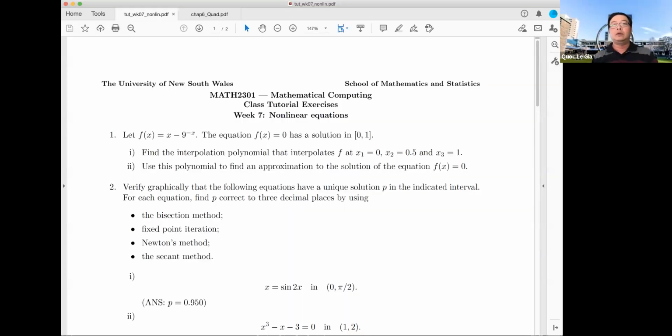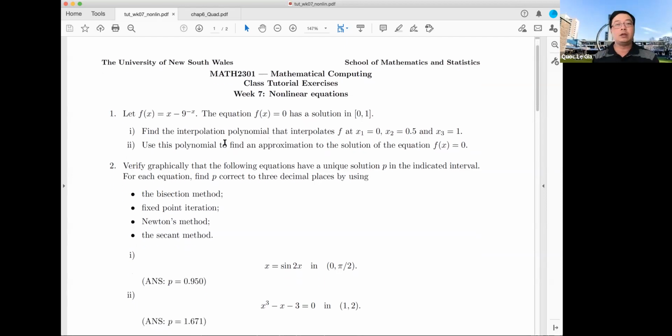Okay, so we will discuss the tutorial for previous week on nonlinear equations. So the first question is, suppose you have a function f that is a combination of linear and exponential like this. So there is no formula to find the zero of this function, right?